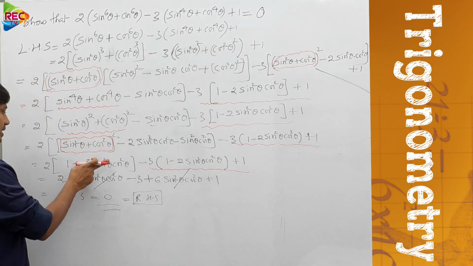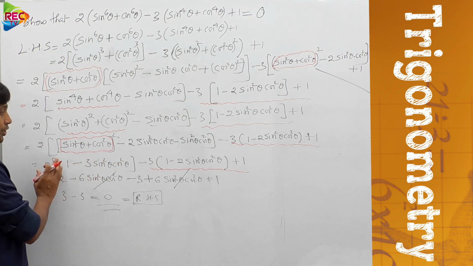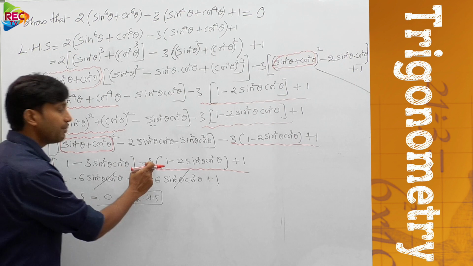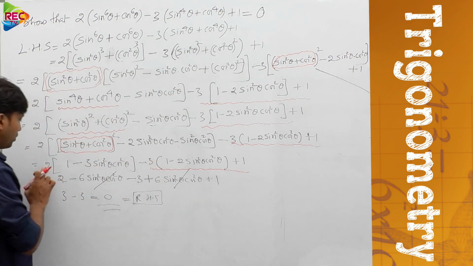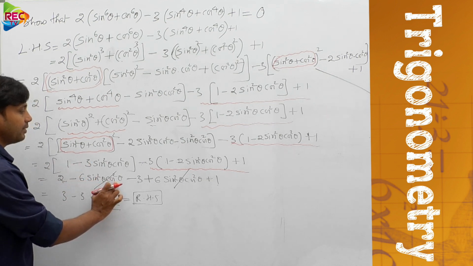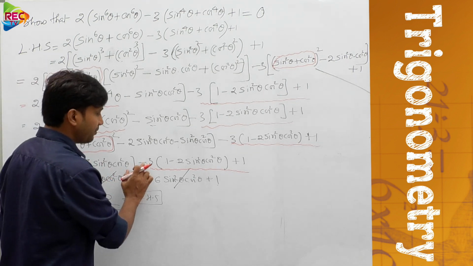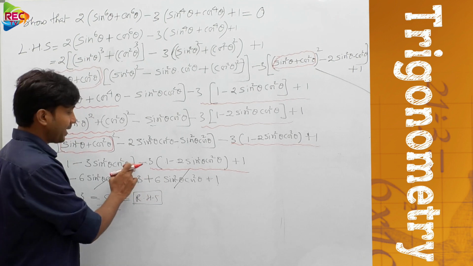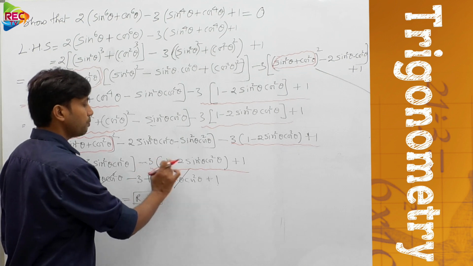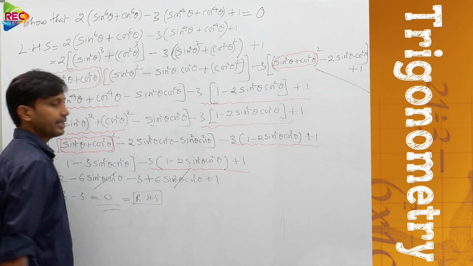Now here 1 minus 3 sin square theta cos square theta, now we are going to open the brackets. In order to open the brackets, we multiplied here with the 2 and we multiplied here with the 3. Now 2 into 1 is 2 and 2 into 3 is 6 sin square theta cos square theta. This bracket is opened. Now to open this bracket we need to multiply with minus 3. Take care because the minus sign is there. Minus 3 into plus 1, that is minus 3. Minus 3 into minus 2 is plus 6 sin square theta cos square theta, plus 1 written.